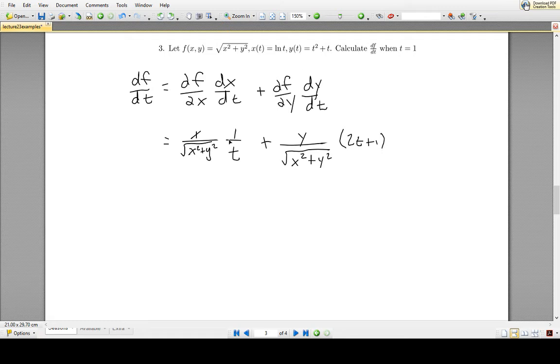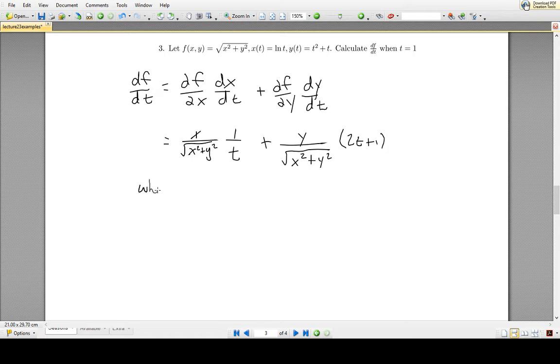Okay. So now we're in a position where we have the derivative of f with respect to t, but they would like this to be calculated at a specific point, namely when t equals 1. So wherever we see a t, we can sub in 1. But we're still going to have these x's and y's in our derivative, and that's not great. So what we need to do is figure out what the actual values of x and y are when t equals 1.